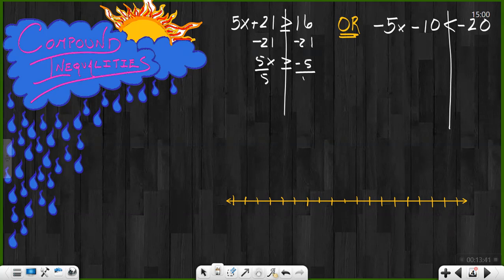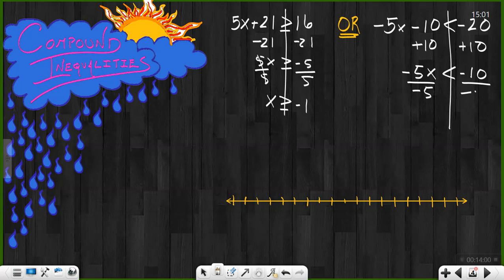Divide by 5 on both sides. I did not divide by a negative, so my sign does not change. I find that x is greater than or equal to negative 1. Come to the next one, solve that one. Divide by negative 5 on both sides. And in this case, I am dividing by a negative, which means I flip my sign, giving me x is greater than 2.